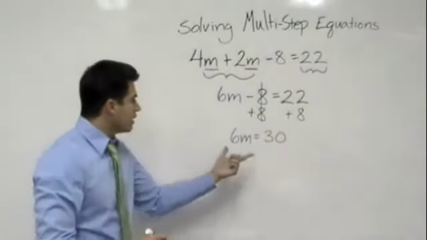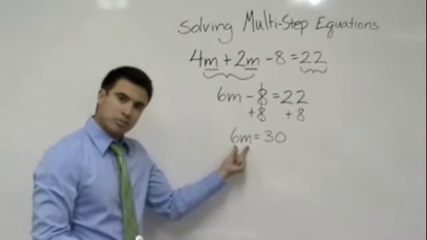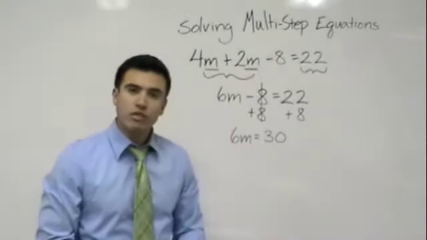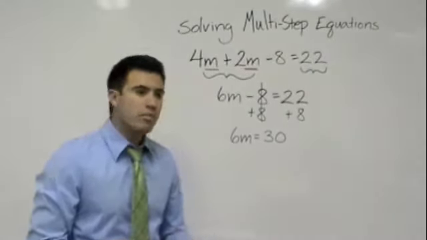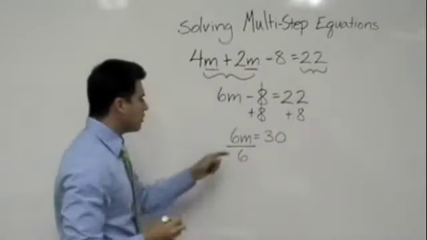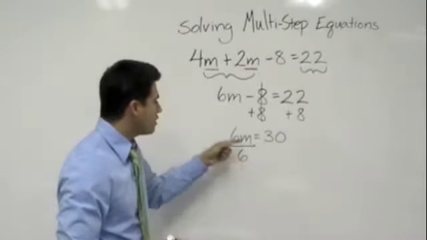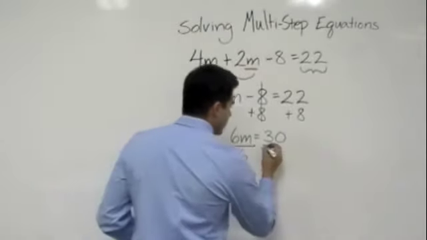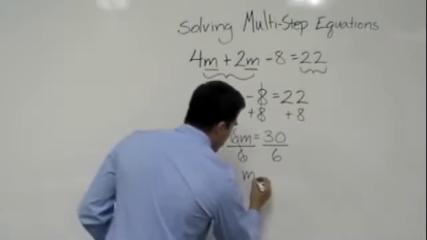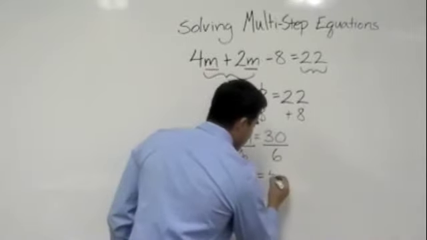Now follow along. 6m is 6 times m, which is multiplication. What's the opposite of multiplication? Because remember, when solving for variables, we do the opposite. We're going to go ahead and divide, and we put whatever our coefficient is at the denominator right here. So we divide both sides by 6. And that will cancel out to leave us with a positive m, and 30 over 6 gives us 5.